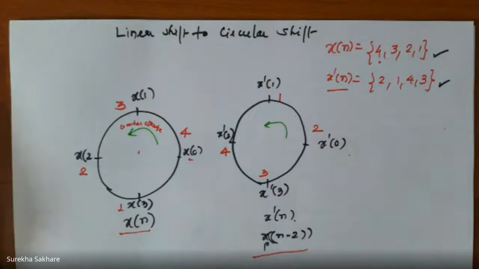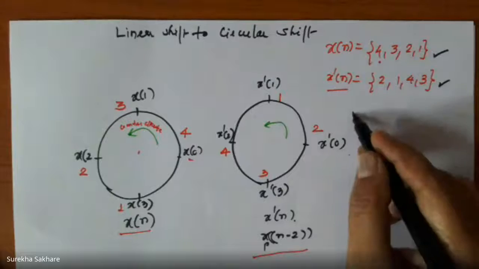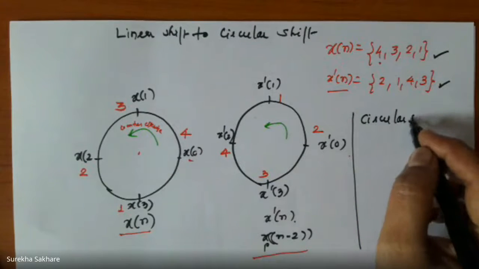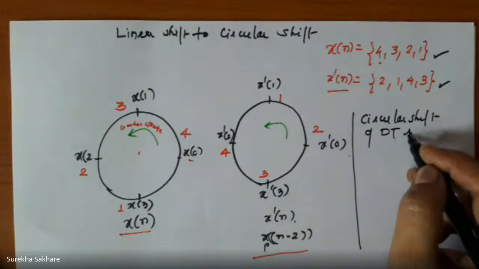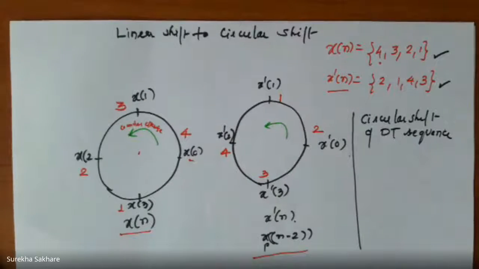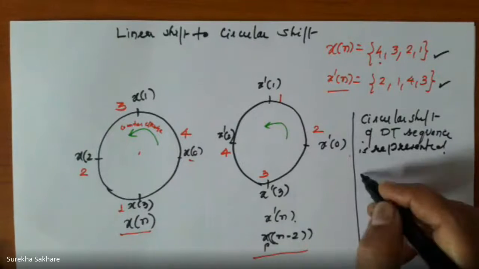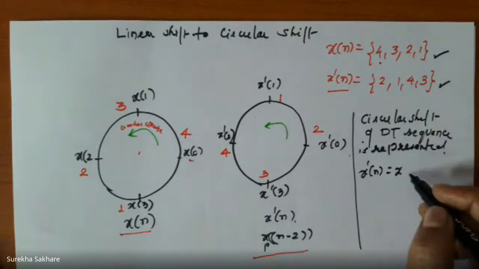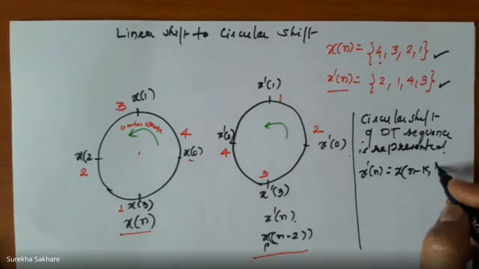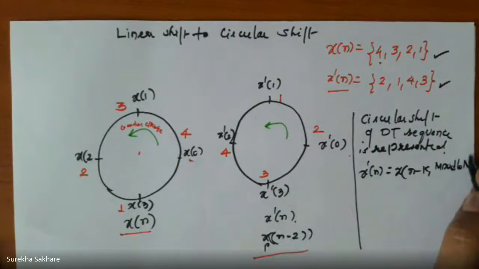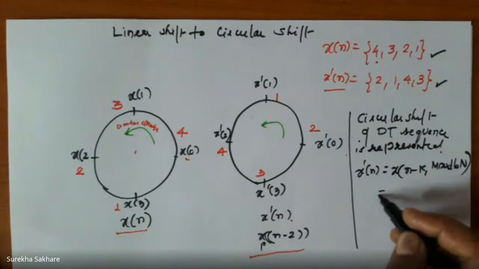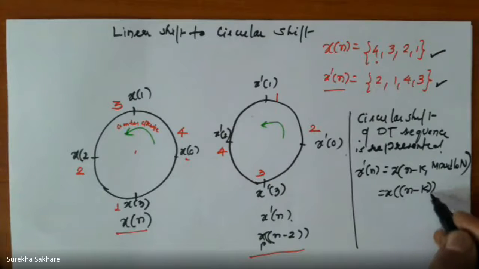Now let us understand how the circular shift of a DT sequence is represented. x dash n is represented as x of n minus k modulo n, or you can also say x double bracket n minus k for the order n.